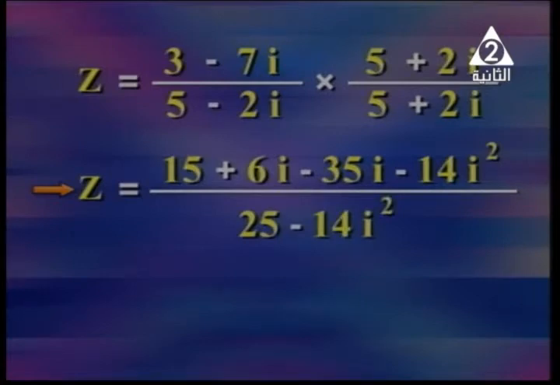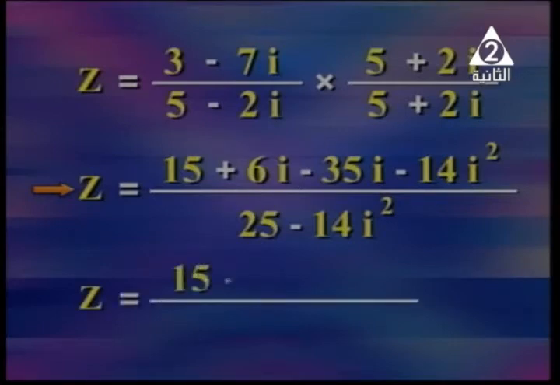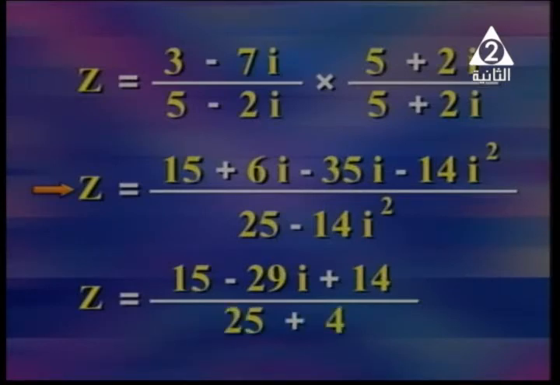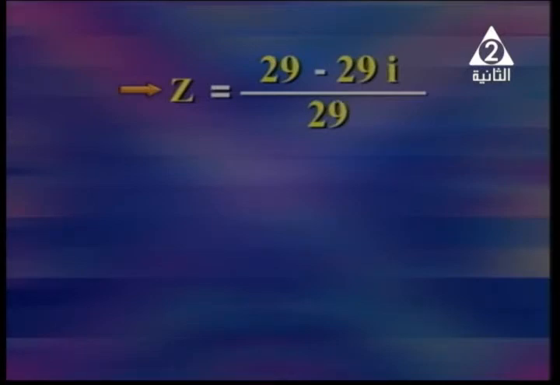When we multiply, dear student, in the denominator a complex number by its conjugate, we multiply first times first and second times second only. Why? Because when we simplify, the two means and two extremes equal 0. Then first times first equals 25, and second times second is negative 4i power 2. The answer is numerator 15 minus 29i plus 14, over 25 plus 4. Then z equals negative 29i in the numerator, over 29.